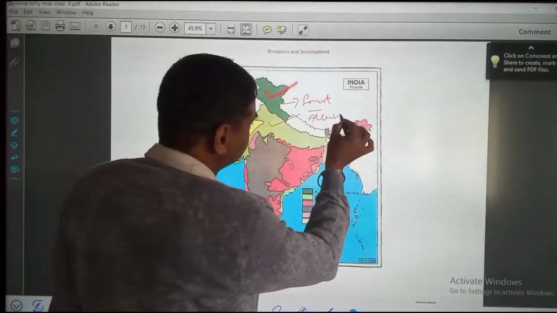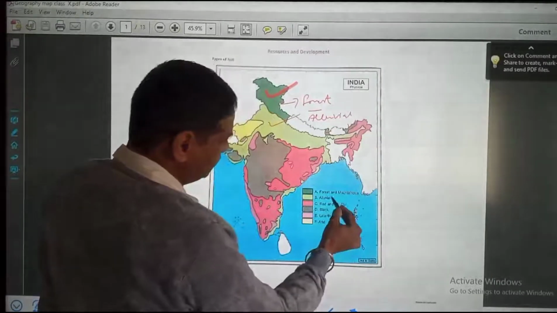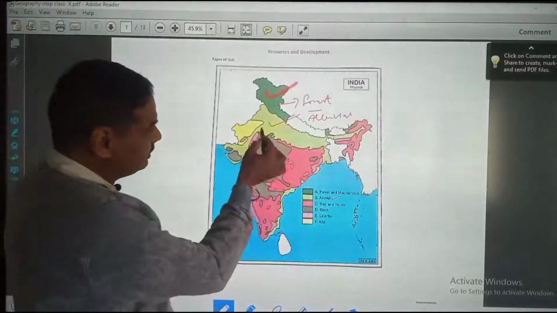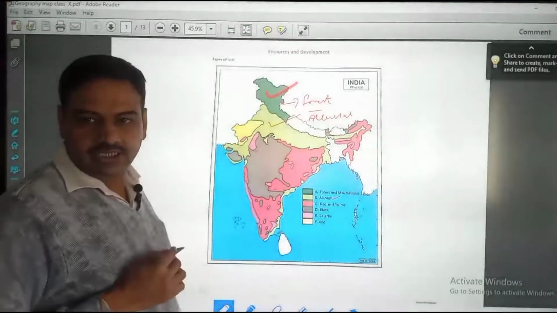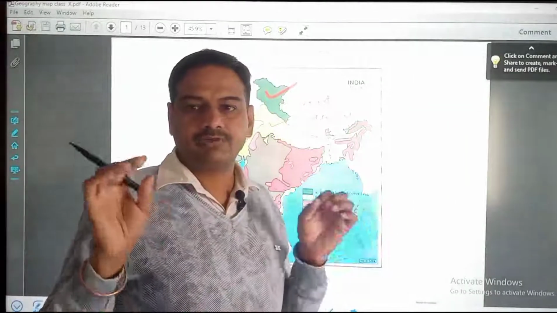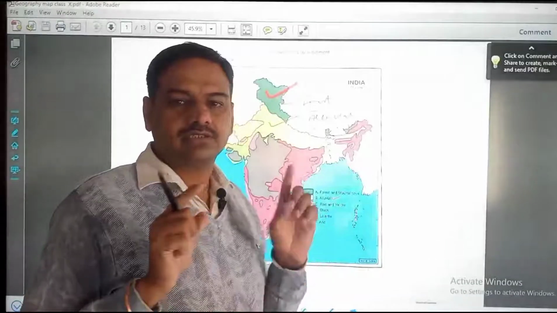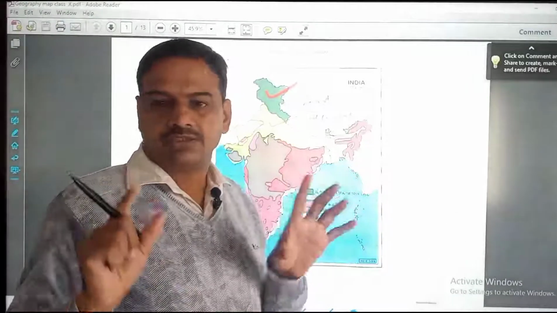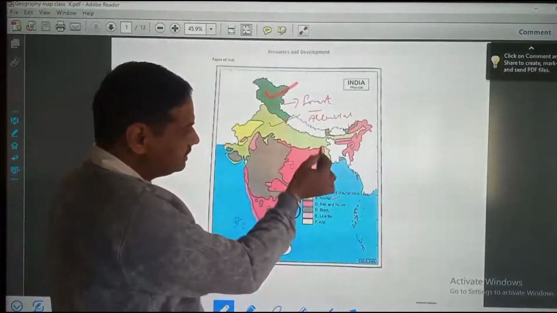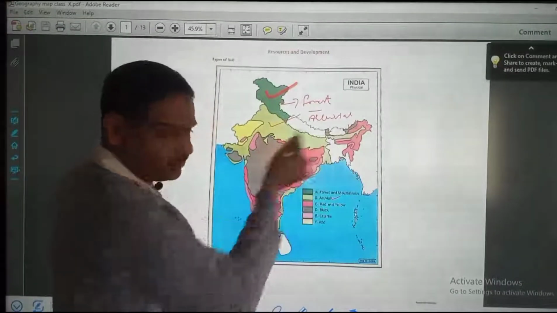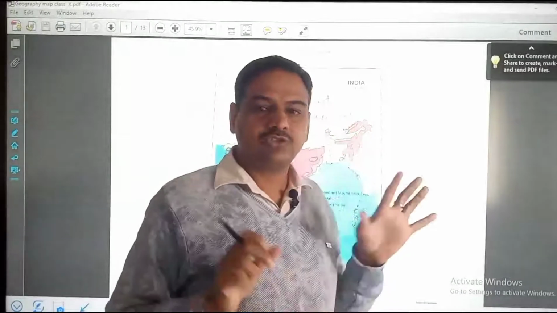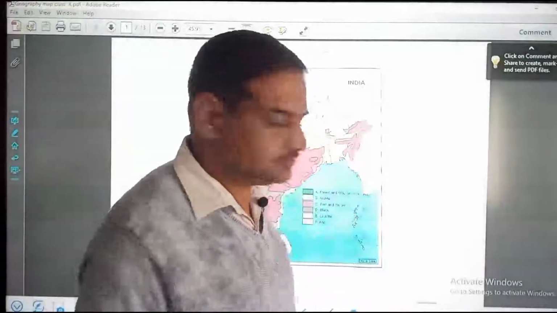Then comes the green color, which shows the alluvial soil. You can see that the index is also given over here. This is mainly found in northern India, especially in the northern plain, because this plain is formed from the interplay of three major rivers, Indus, Ganga and Brahmaputra. So the silt brought down by these rivers forms this area. As a result, this mainly contains alluvial soil. This is the most fertile soil, and this is good for cultivation of wheat, rice and some other crops.